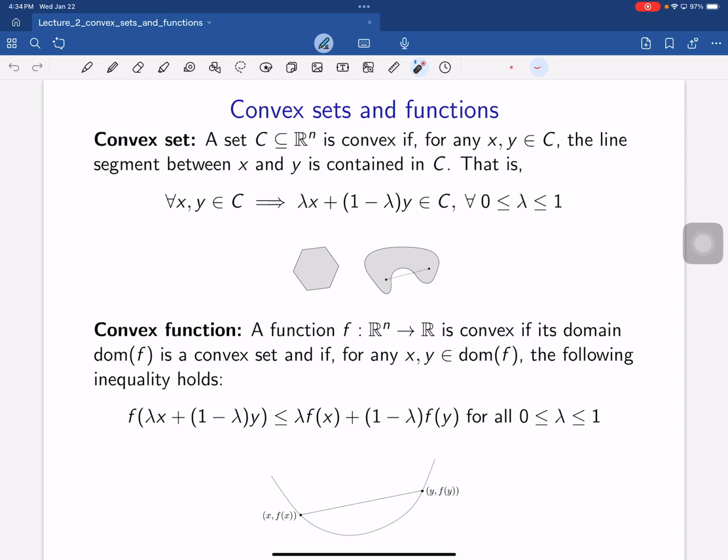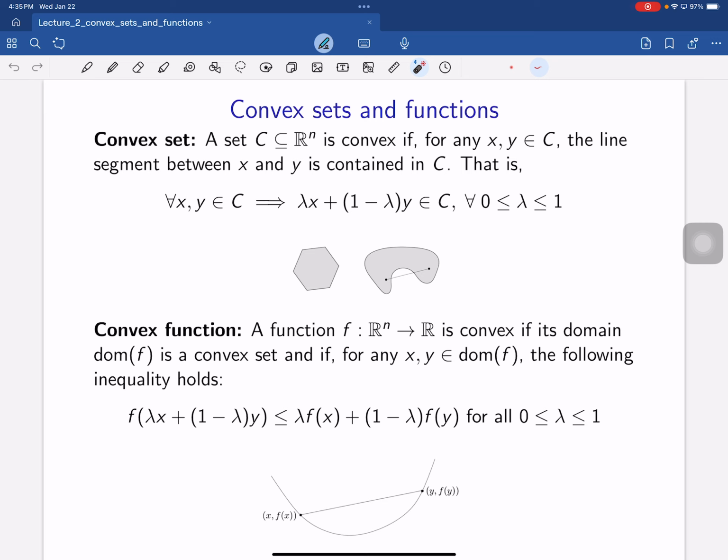Similarly, you can make an analogy to convex functions. The idea is the following. If you have a function f of x, pick any two points. Of course, the domain of f has to be a convex set, otherwise you cannot even define the convex combination. And then if the following inequality holds, what does it mean geometrically? If you pick two arbitrary points and draw a line segment between these two points on the function, this line segment is always above the curve. So the curve is below the line segment between any two points you pick.